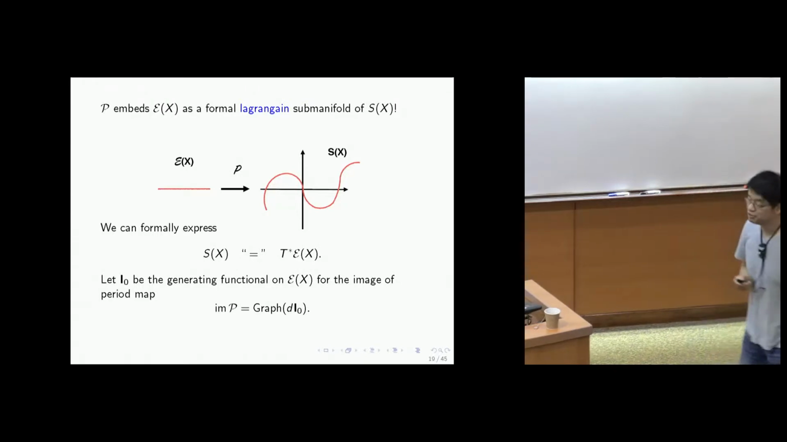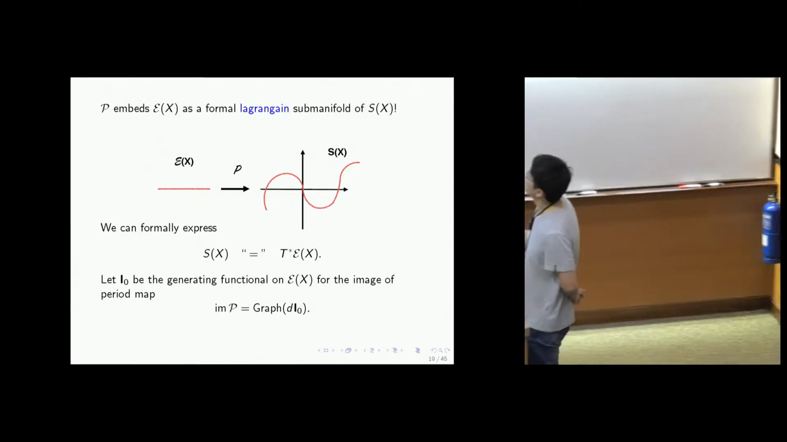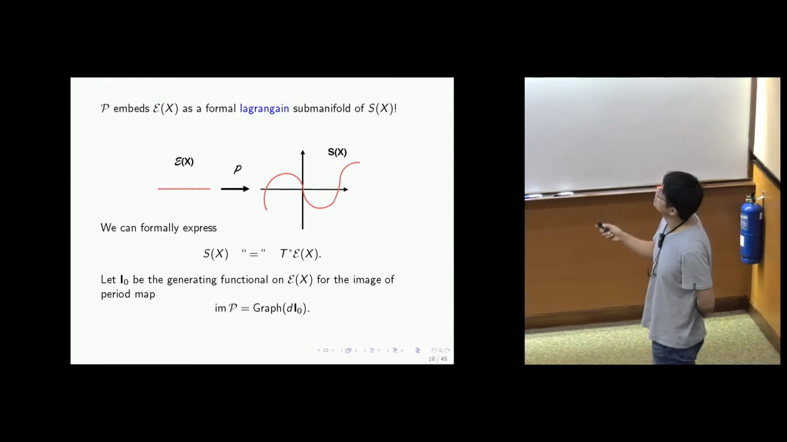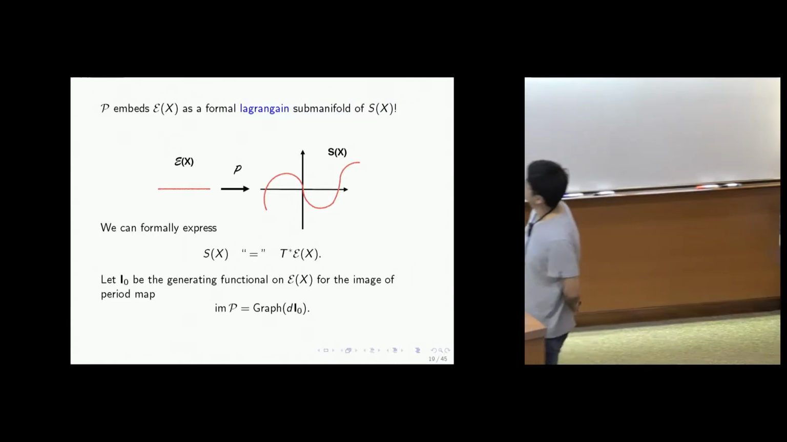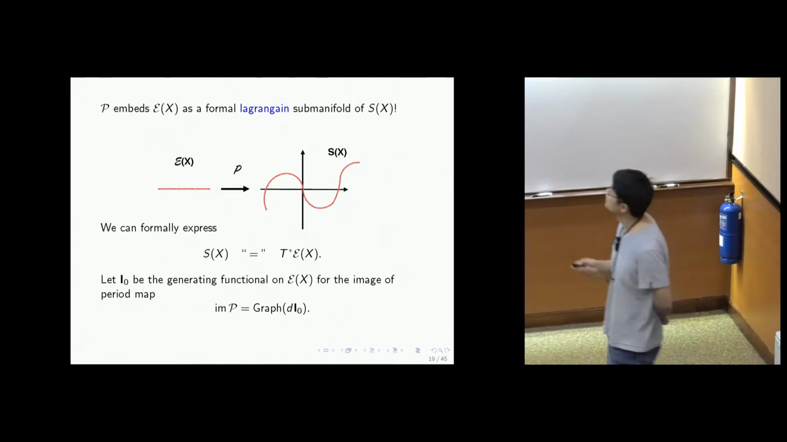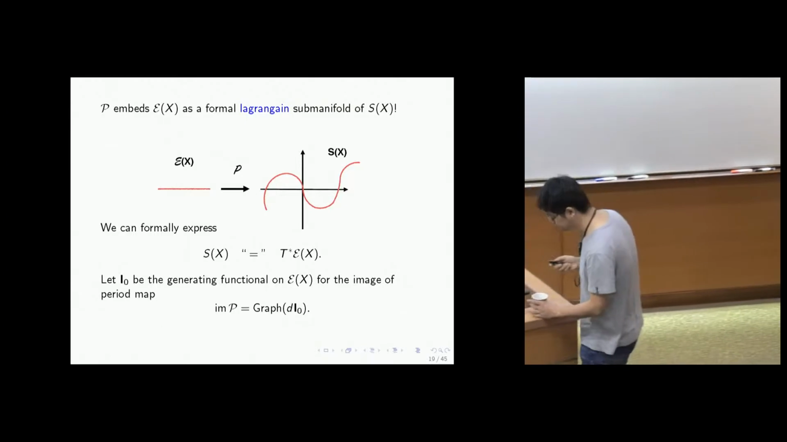And somehow, the first thing you observe is the following: this period map embeds our field space into a Lagrangian submanifold of this symplectic space. This means that if you formally identify this one as the cotangent bundle of this, which is like a Laurent series, a formal power series, and because it's a Lagrangian, you can write down the generating function. So let I0 be the generating function on this guy for the subimage of this period map. You know the existence by the usual symplectic technique.